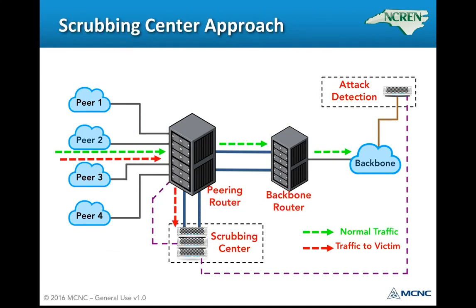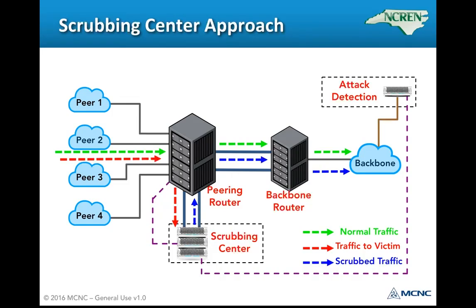The scrubbing center offers multiple ways to do mitigation and clean out the bad traffic. What happens in the scrubbing center is that the attack traffic is removed from the flow, and then the clean traffic is passed out of the scrubbing center back to the router, flows on through to the backbone, and then downstream to the customer. So the net effect is that the attack traffic is cleaned out and thrown away, and the legitimate traffic is allowed to continue on to the customer. Again, this is a very simplistic representation of how our scrubbing centers work.